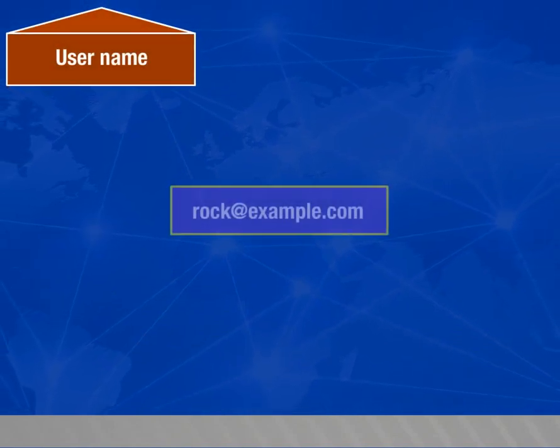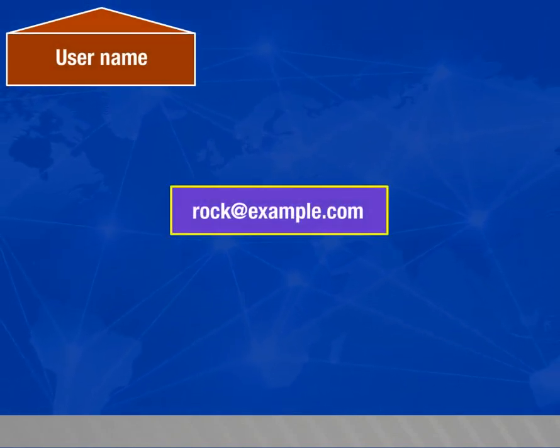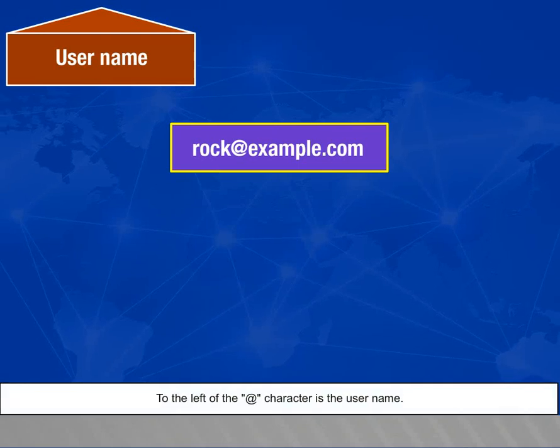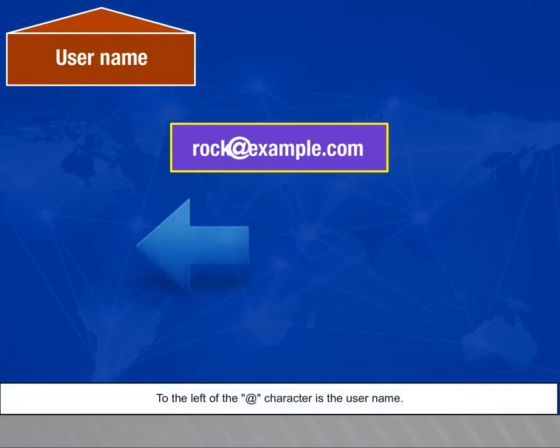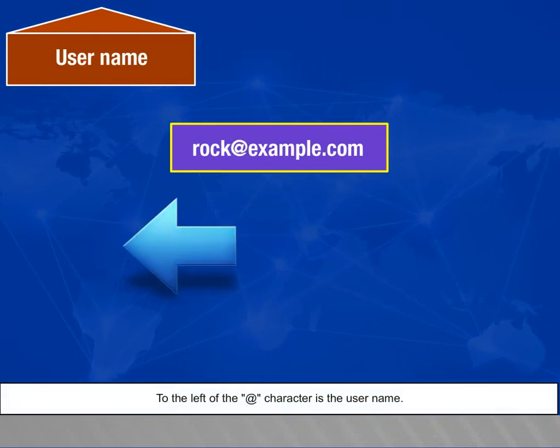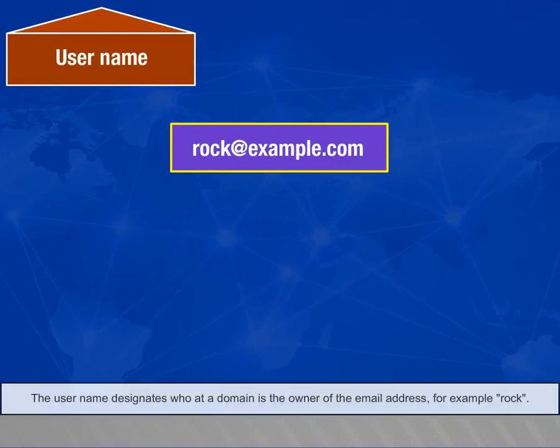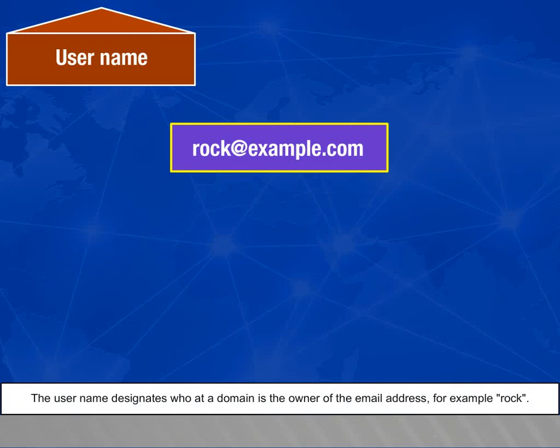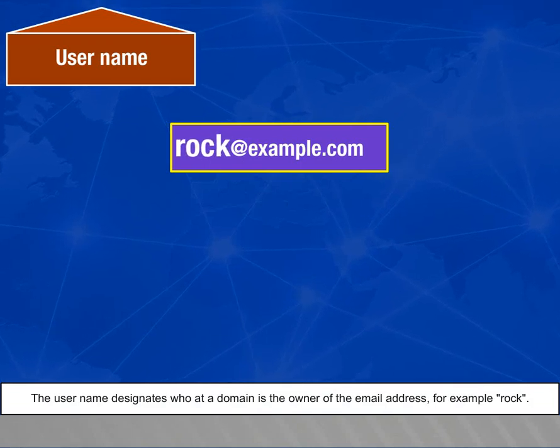Username. To the left of the @ character is the username. The username designates who at a domain is the owner of the email address, for example, rock.